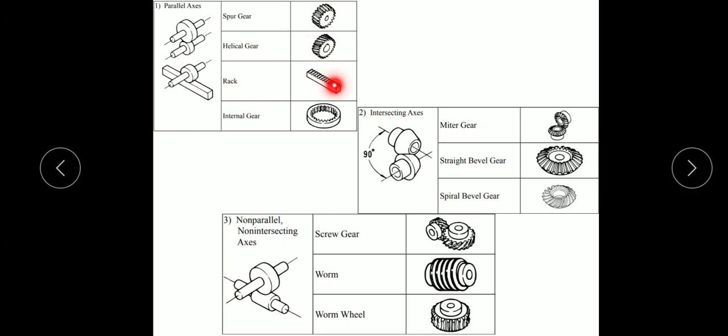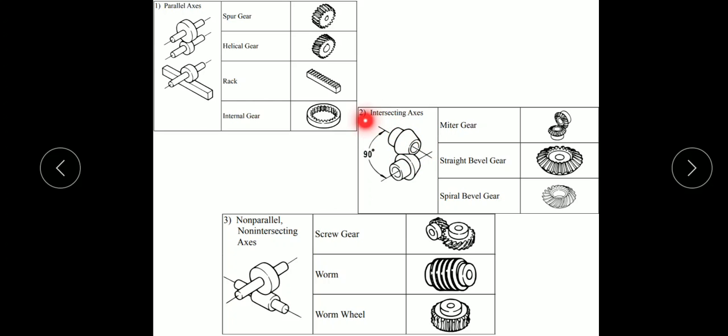Rack and pinion mechanism is used for transmitting parallel axis, and you can see an example of rack and pinion. Pinion and spur gears are commonly the same shape, or pinion is normally known as the small gear used in a mechanism, and this will be the rack. This is rack and pinion mechanism. And internal gear. Internal gear is nothing but the gear will be in contact with the inside of the gear. This is the mechanism.